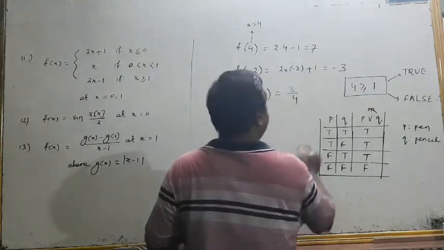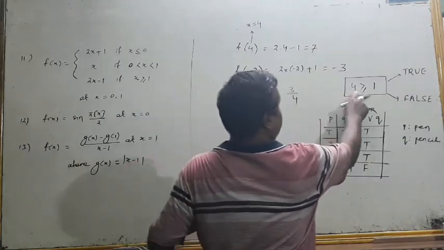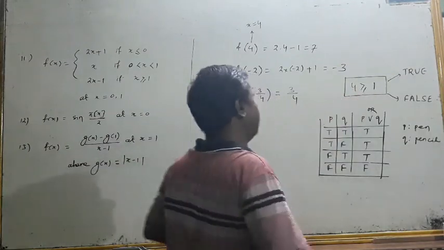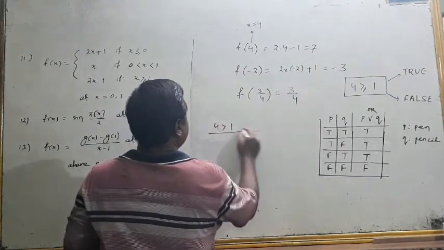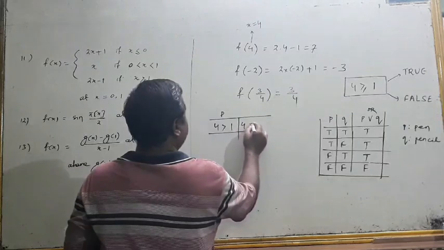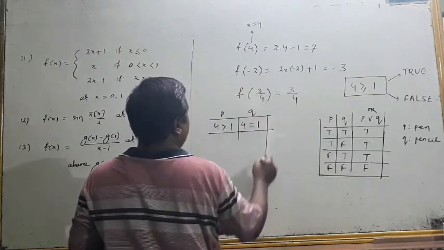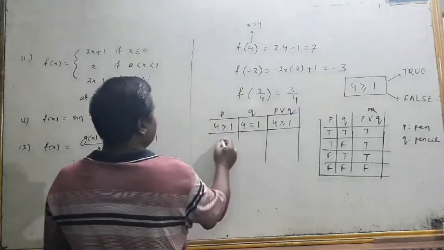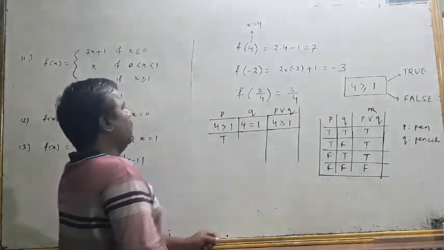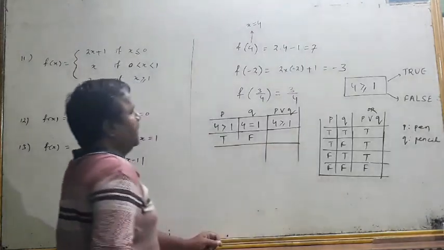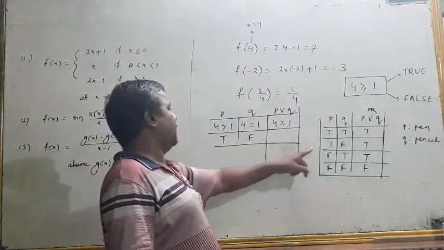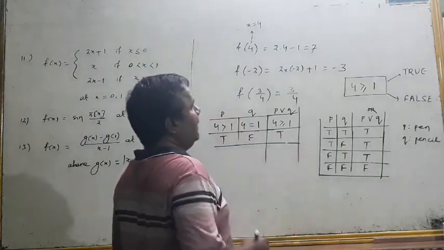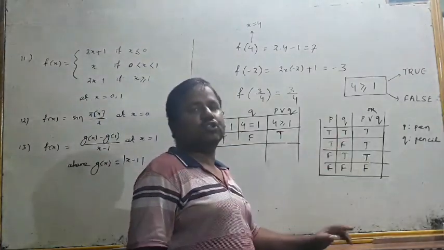Similarly, here P: 4 greater than or equal to 1. So read it properly: 4 greater than or equal to. That means 4 greater than 1 is my P. 4 equal to 1 is my Q. 4 greater than or equal to 1 is my P or Q. Then tell me, 4 greater than 1, is it true or false? True. 4 equal to 1 is false. So for 4 greater than or equal to 1, one is true and another is false. Then the answer is what? True. So 4 greater than or equal to 1 is true.